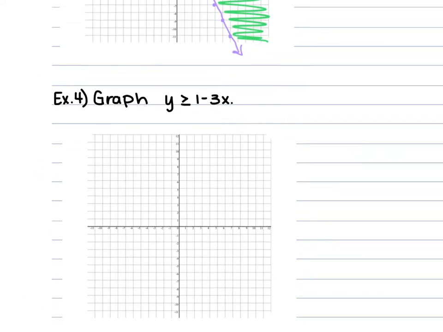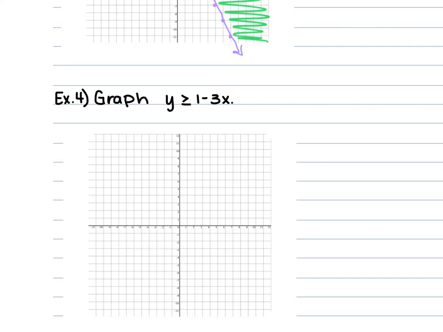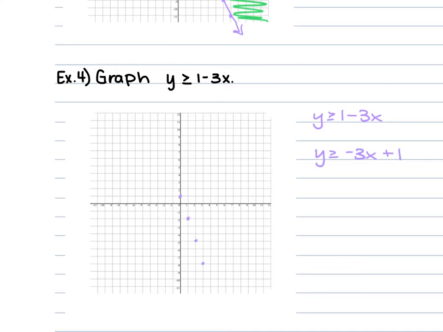For example 4, we have y is greater than or equal to 1 minus 3x. So this, again, we're just going to rearrange to where it's y is greater than or equal to negative 3x plus 1. So we're going to start at 1. We're going to go down 3 to the right 1. We can also go up 3 to the left 1. And then draw the line through those points.